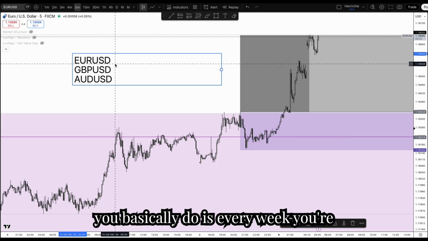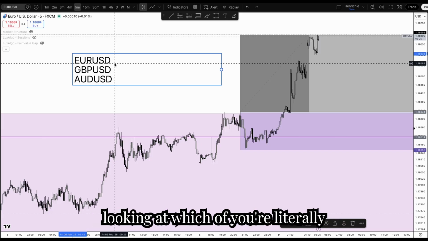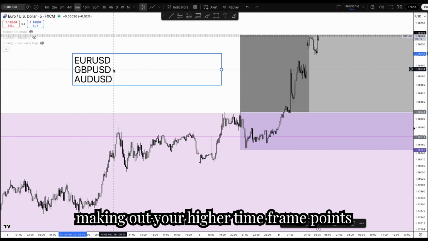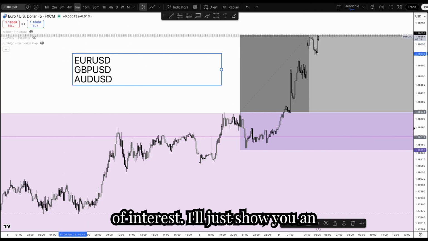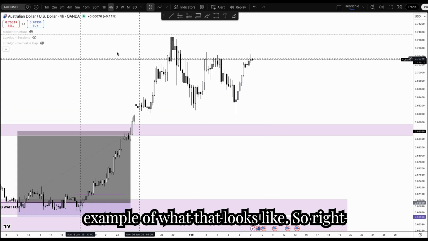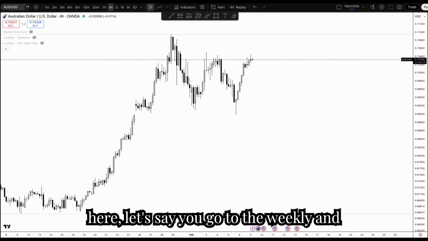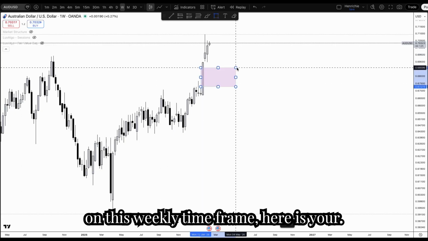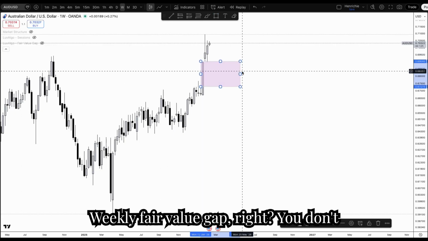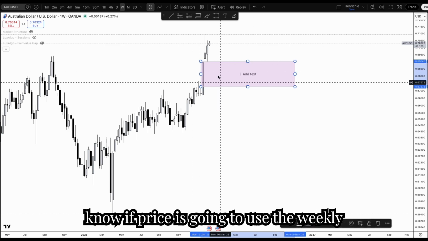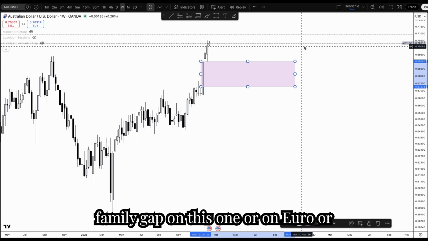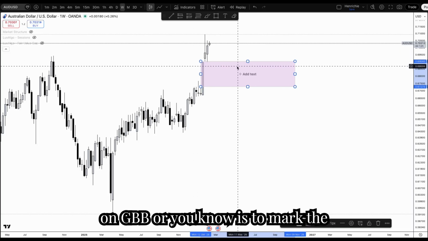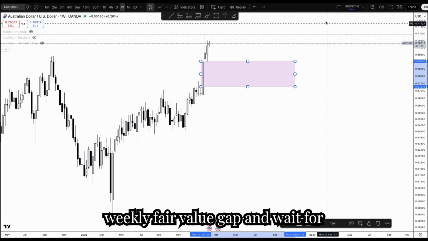Now, what you basically do is every week you're literally looking at every single one of them, marking out your higher time frame points of interest. I'll just show you an example of what that looks like. So right here, let's say you go to the weekly, and on this weekly time frame, here is your weekly fair value gap, right? You don't know if price is going to use the weekly fair value gap on this one or on Euro or on GBP. All you know is to mark the weekly fair value gap and wait for a mitigation, right?